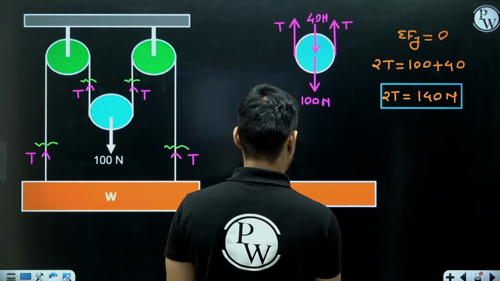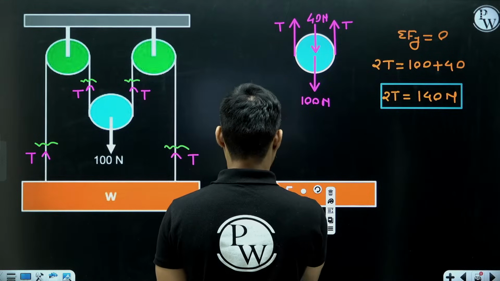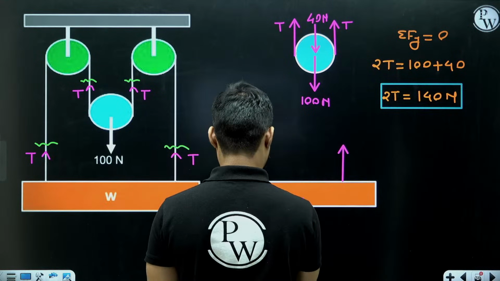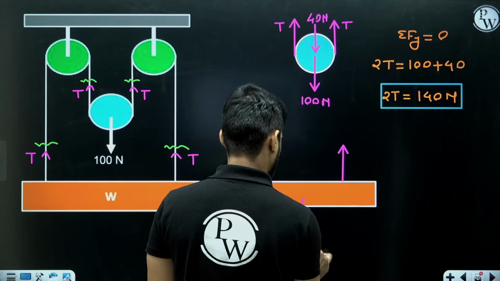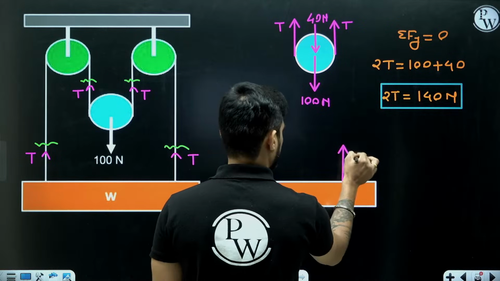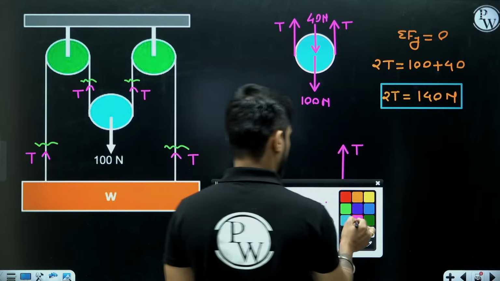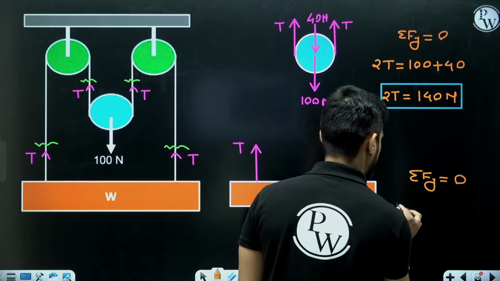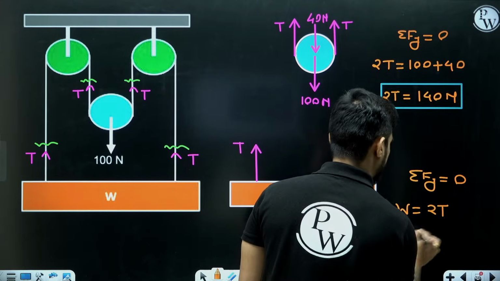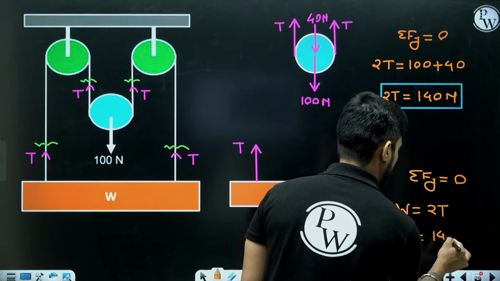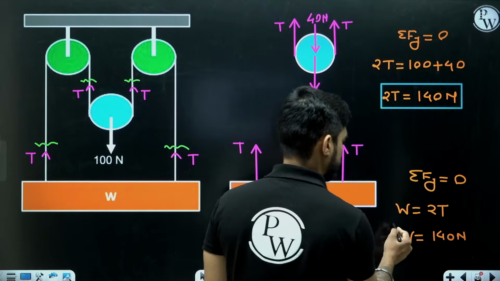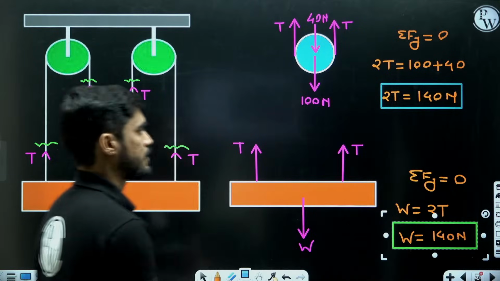So this is the weight W, this is T, this is T. If you apply summation of Fy equal to 0 here, W will be 2T, which means W will be 140 Newton. Yes.